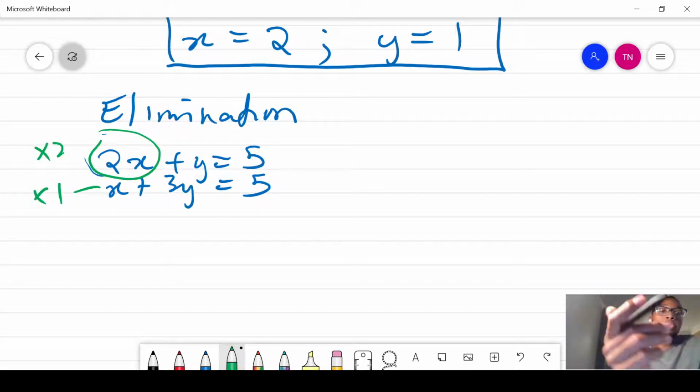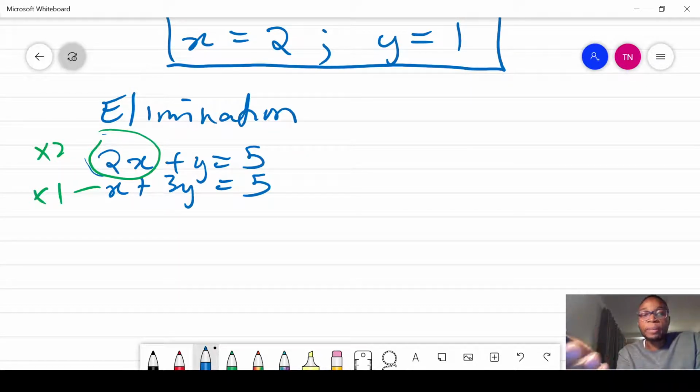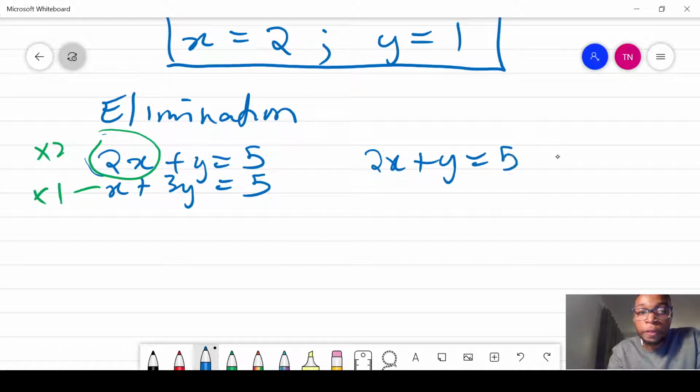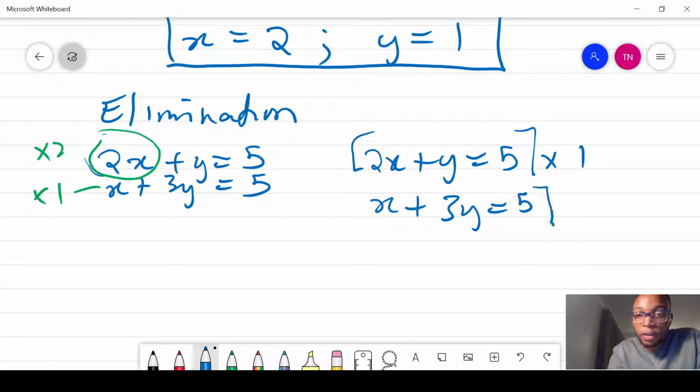So for us to be able to have these to be the same, we are going to now take the same equation and multiply the upper part by 1 and the bottom part by 2. So in doing that, we're going to have 2x plus y equals to 5 times 1, and we're going to have x plus 3y equals to 5. So the whole thing, we're going to multiply through it by 2.